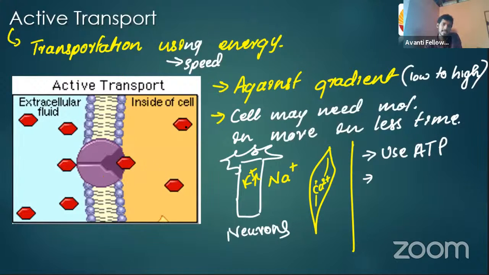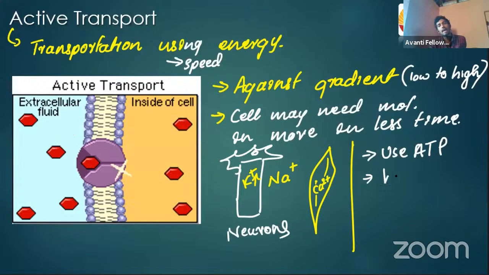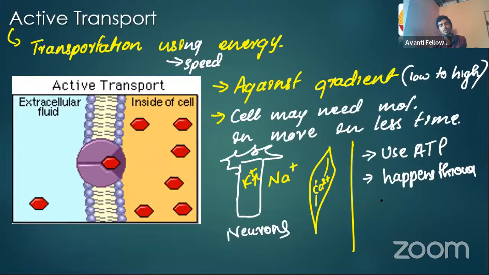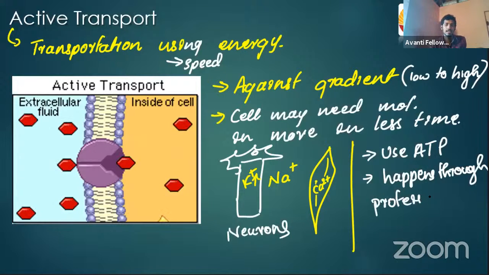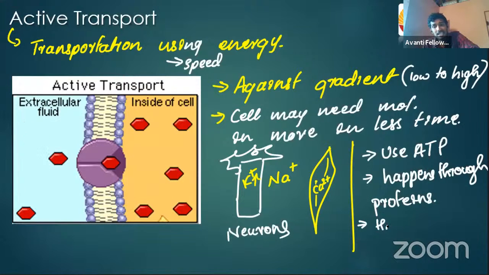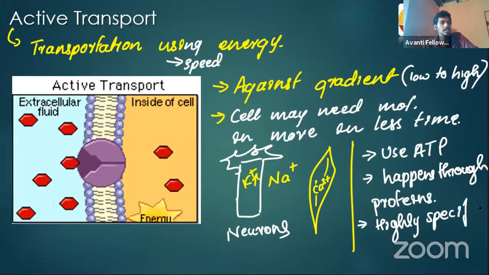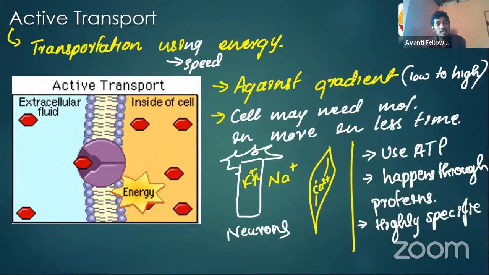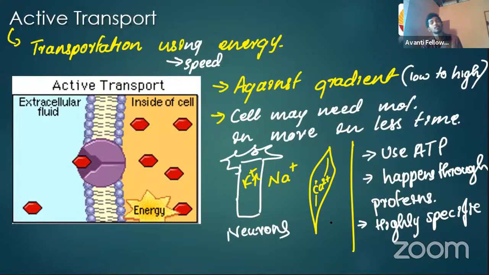Okay, so exactly this also happens through proteins. The proteins are different. Proteins are there, and remember, active transportation is highly specific. They do not pass everything. Something is there, I will pass; some other thing is there, they won't pass. They are specific to a particular compound, to a particular kind of compounds also.